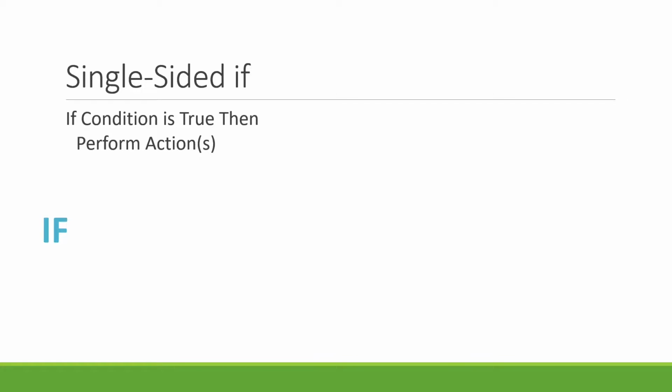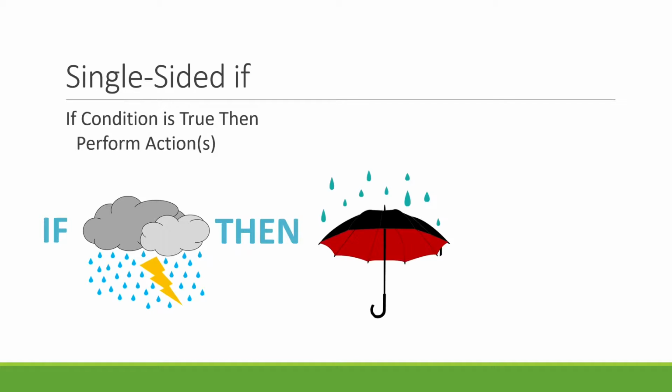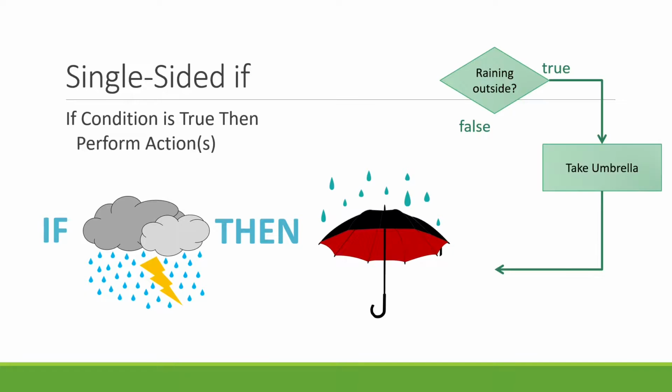For example, if it's raining outside, take an umbrella. In this everyday example, the condition is it's raining outside. This will either be true, meaning it's raining, or false, meaning it's not raining. If the condition it's raining outside is true, then you perform the action take an umbrella. If the condition it's raining outside is false, then you do nothing.